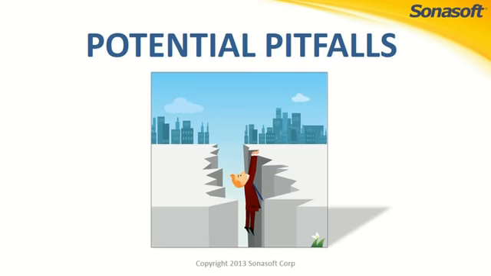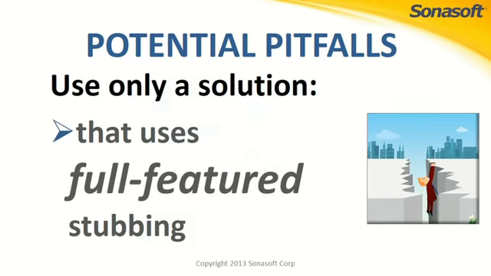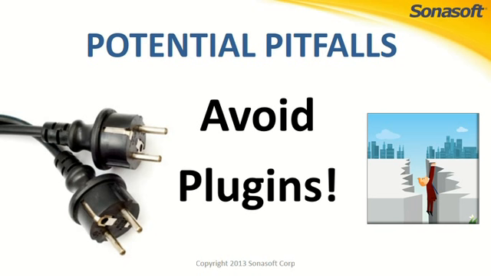Some potential pitfalls or things to watch out for are, first of all, with stubbing, some solutions claim to have near stubbing or almost stubbing or an alternative to stubbing. Just to let you know, you could check it out for yourself. All mid-market and enterprise solutions use full-featured stubbing, which gives you full access to the email. You can click on the stub, forward it, reply to it. It's fully usable to your end user.